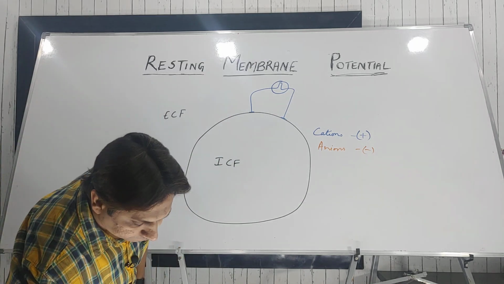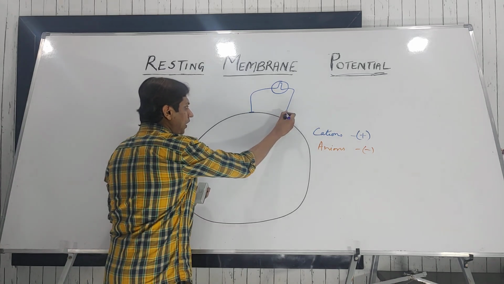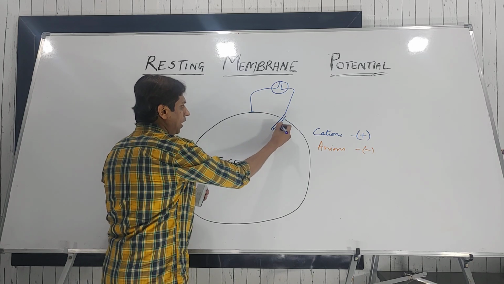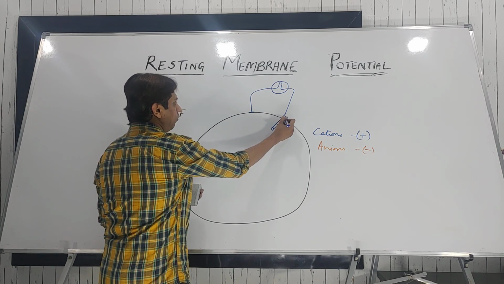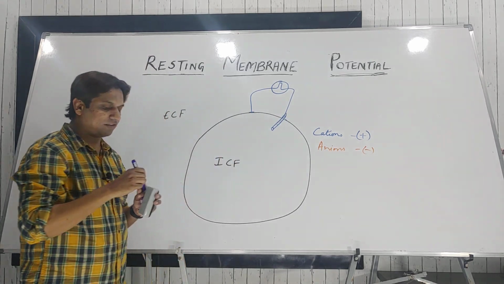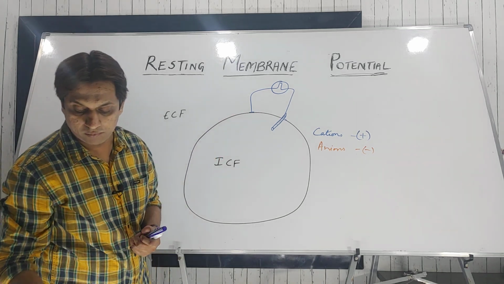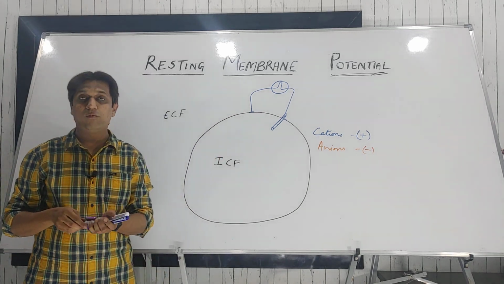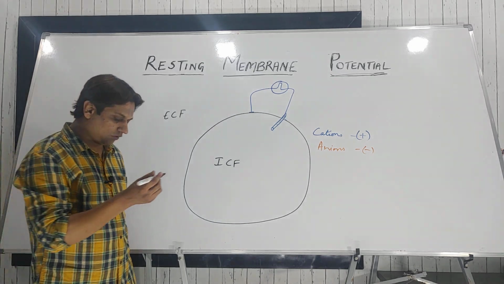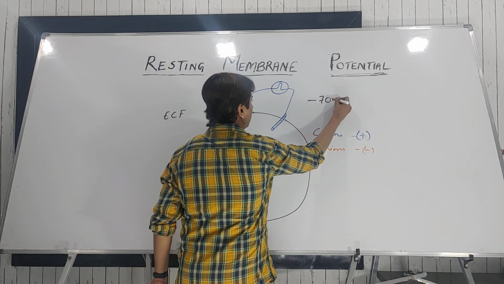But if we keep one electrode inside the cell with the help of a micropipette having some electrolyte solution, inserted inside the cell, and one electrode outside the cell, now there will be a certain deflection in the voltmeter or the cathode ray oscilloscope. That deflection is recorded, and in human neurons, small size and medium size neurons, it will be around -70 millivolts.